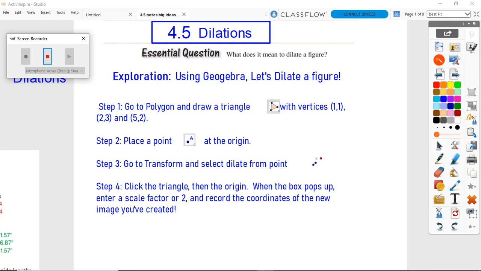Time to dilate. All right, and again, first page, some GeoGebra steps, which we'll talk about. But let's get into the by hand methods of dilating.